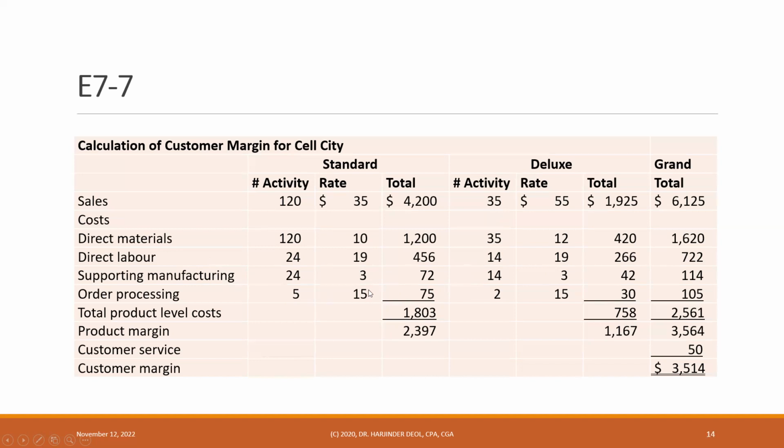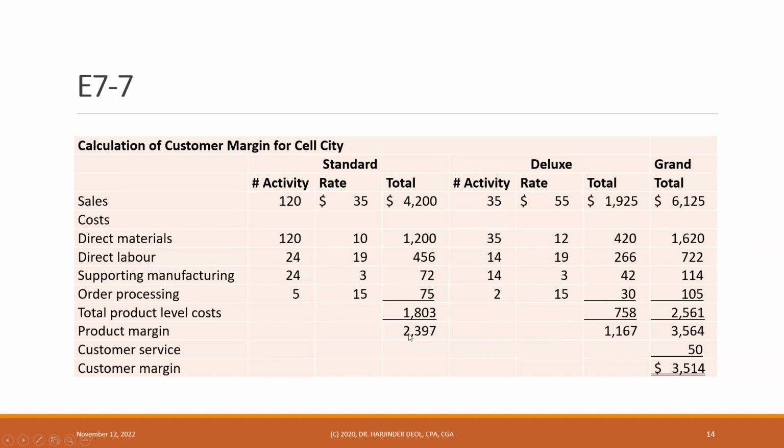For order processing, it's $15 to process each order. We had 5 orders for the standard model and 2 orders for the deluxe. And that, when we add up the total costs, results in total product level costs of $2,561 for both the products together. Subtract that cost from sales, and we get total product margin of $3,564.